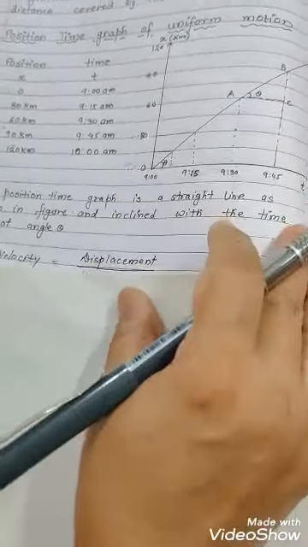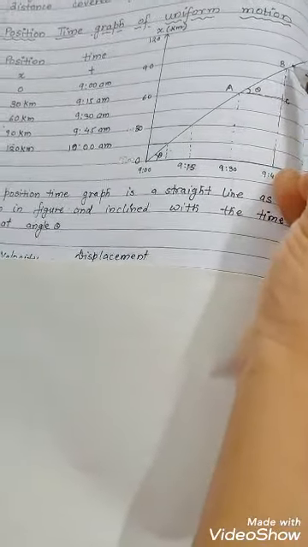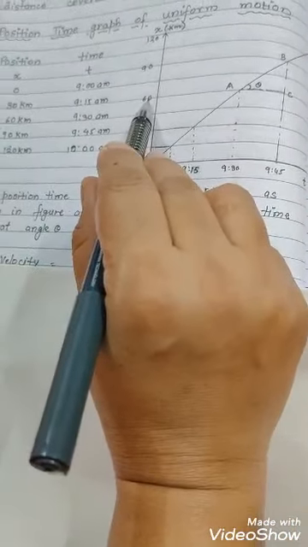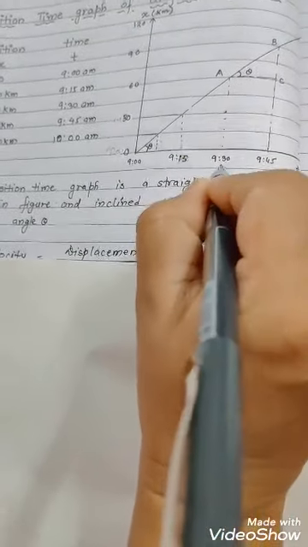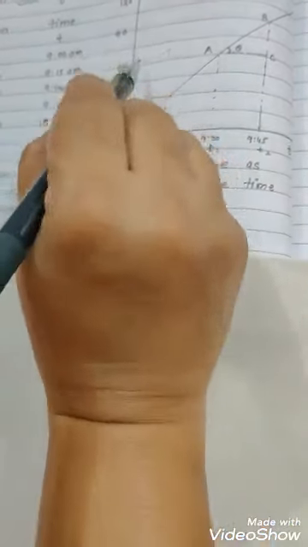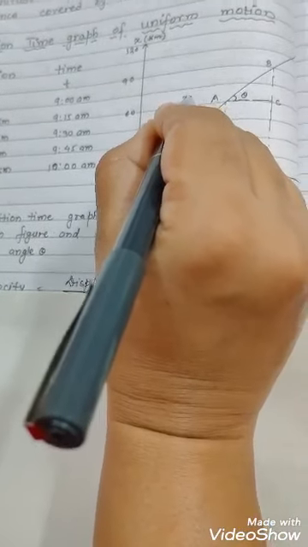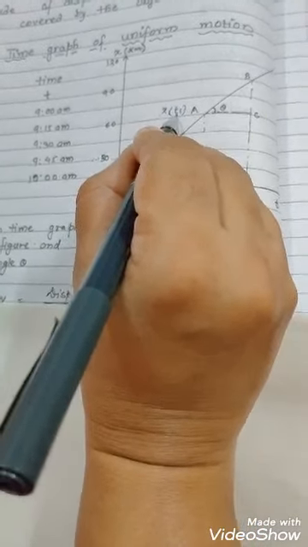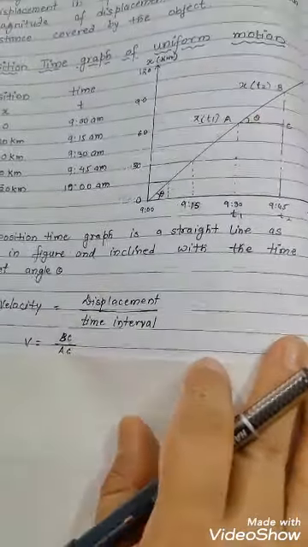If you calculate here, we have taken two points, A and B. Suppose at point A the position is x at t1, that means at time t1, 9:30 if you take it as t1, and 9:45 as t2. So A is the position at time t1, and B is the position at time t2.